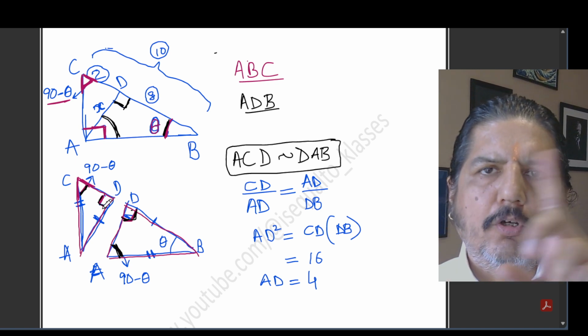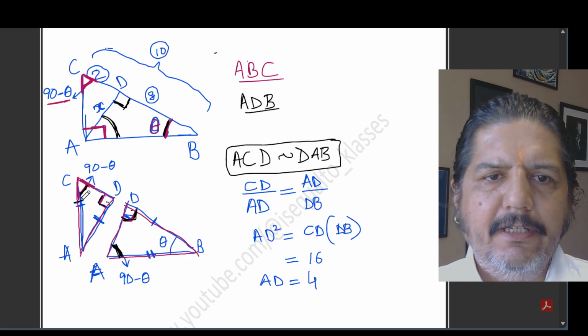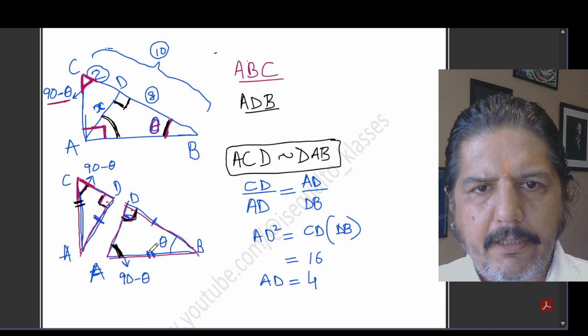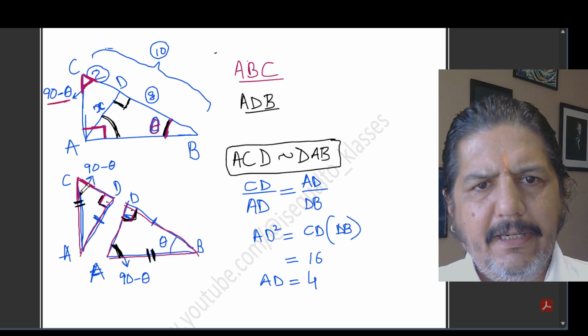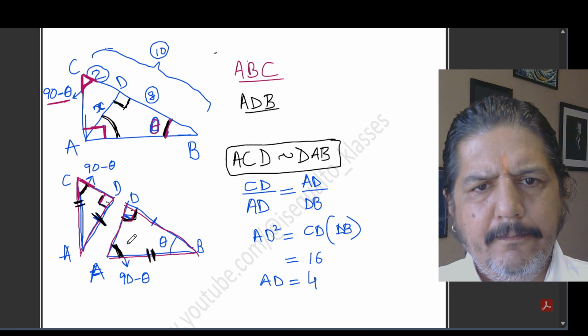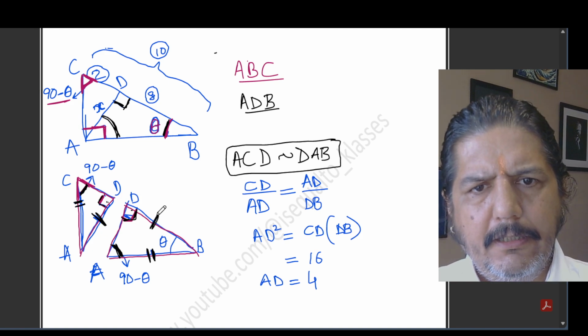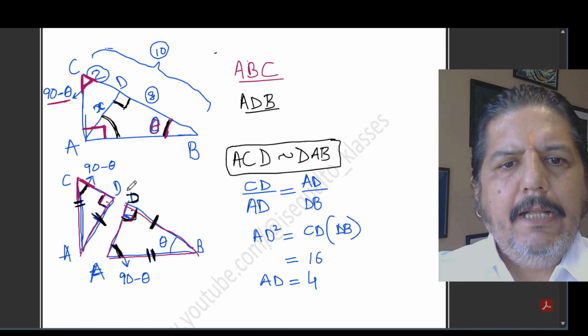I have to find the corresponding sides. Now, opposite to this, the side is AC. So I mark this as AC. Here it would be AB. So these two would be the corresponding sides. And in front of 90 minus theta, this is AD and this is DB. So now I have marked the corresponding sides also.